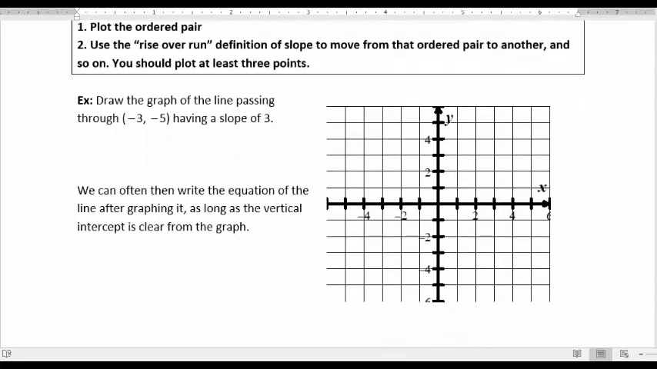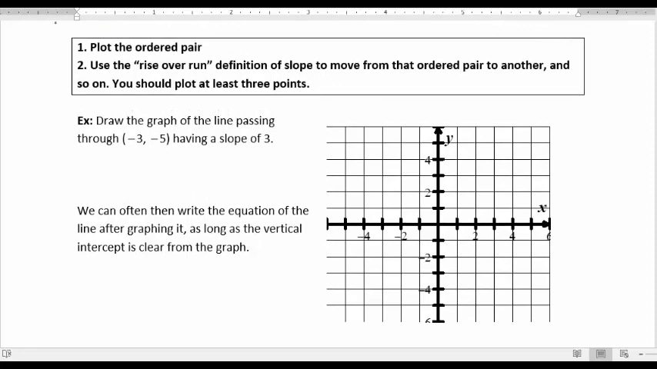If we're given a slope and an ordered pair, we can just plot the ordered pair first, right? Makes sense. And then use the rise over run definition to move to the next point, and so on and so forth. So if we're asked to draw the graph of the line passing through -3, -5, having a slope of 3, the first thing we want to do is identify that the slope of 3 really means 3 over 1. So this means that we're going to move up 3 and over 1.